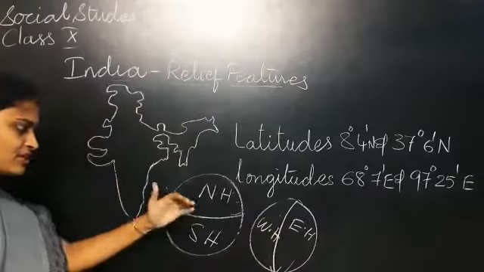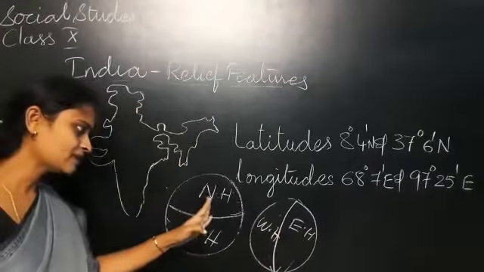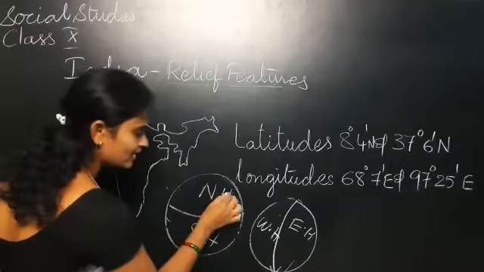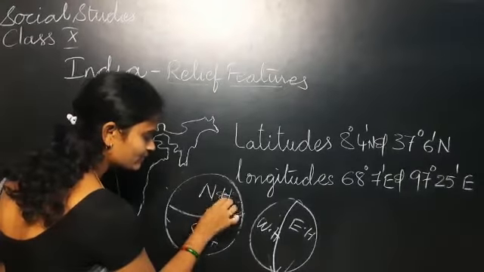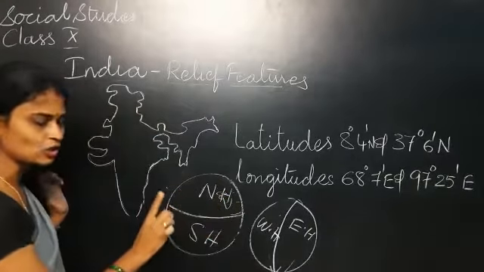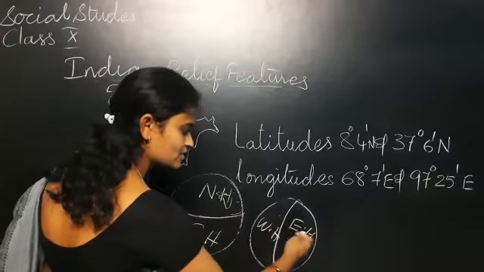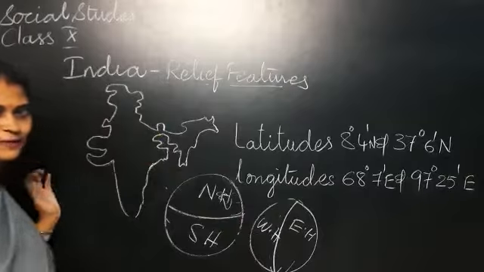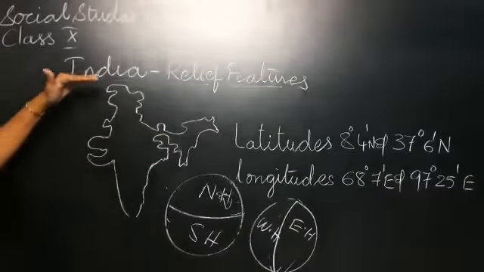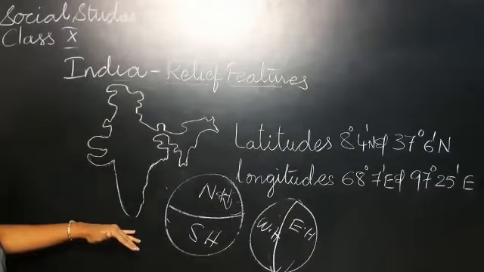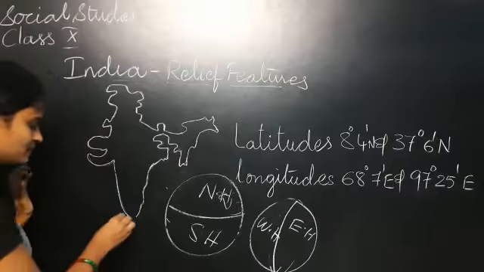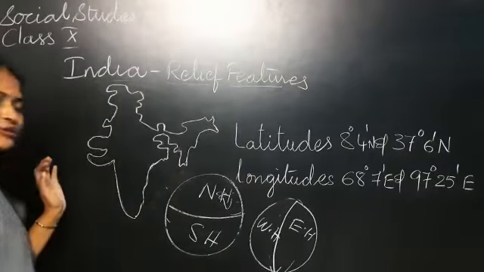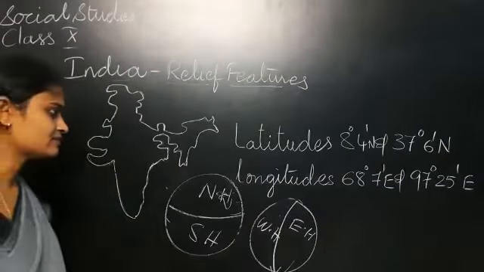In which hemisphere is India? In the northern and eastern hemispheres. India is located above the equator, that is in the northern hemisphere. India is here in these degrees in the eastern hemisphere. Let us see exactly between which latitudes and longitudes India is located.